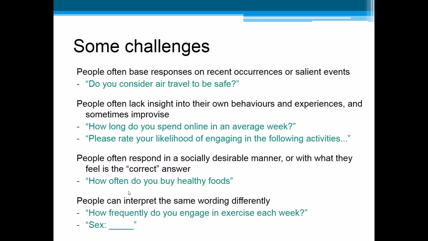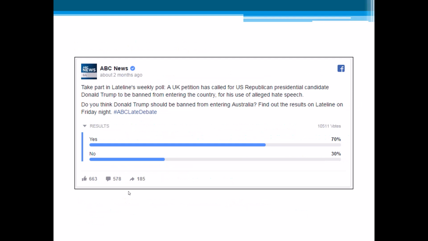So people often respond based on things that are salient in their mind or that have occurred recently. You can imagine if you've just been watching the news and you saw something about an airline crash, then doing a survey asking you whether or not air travel is safe, that's going to bias your response. So people very frequently think about something that's salient in their mind when giving a response. As a researcher, you need to be sure that you're not biasing people's responses by asking them questions at a time where they're likely to be influenced in that way.